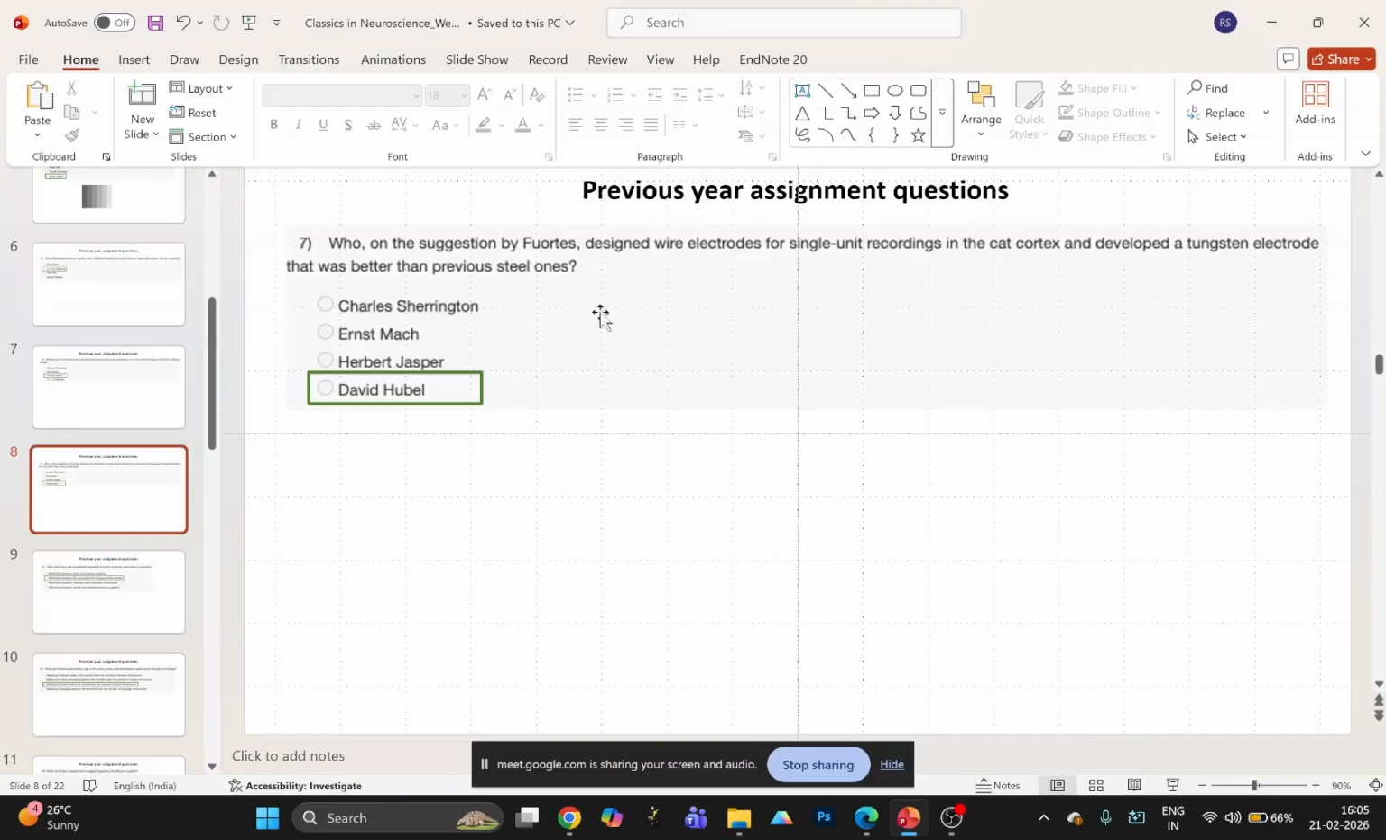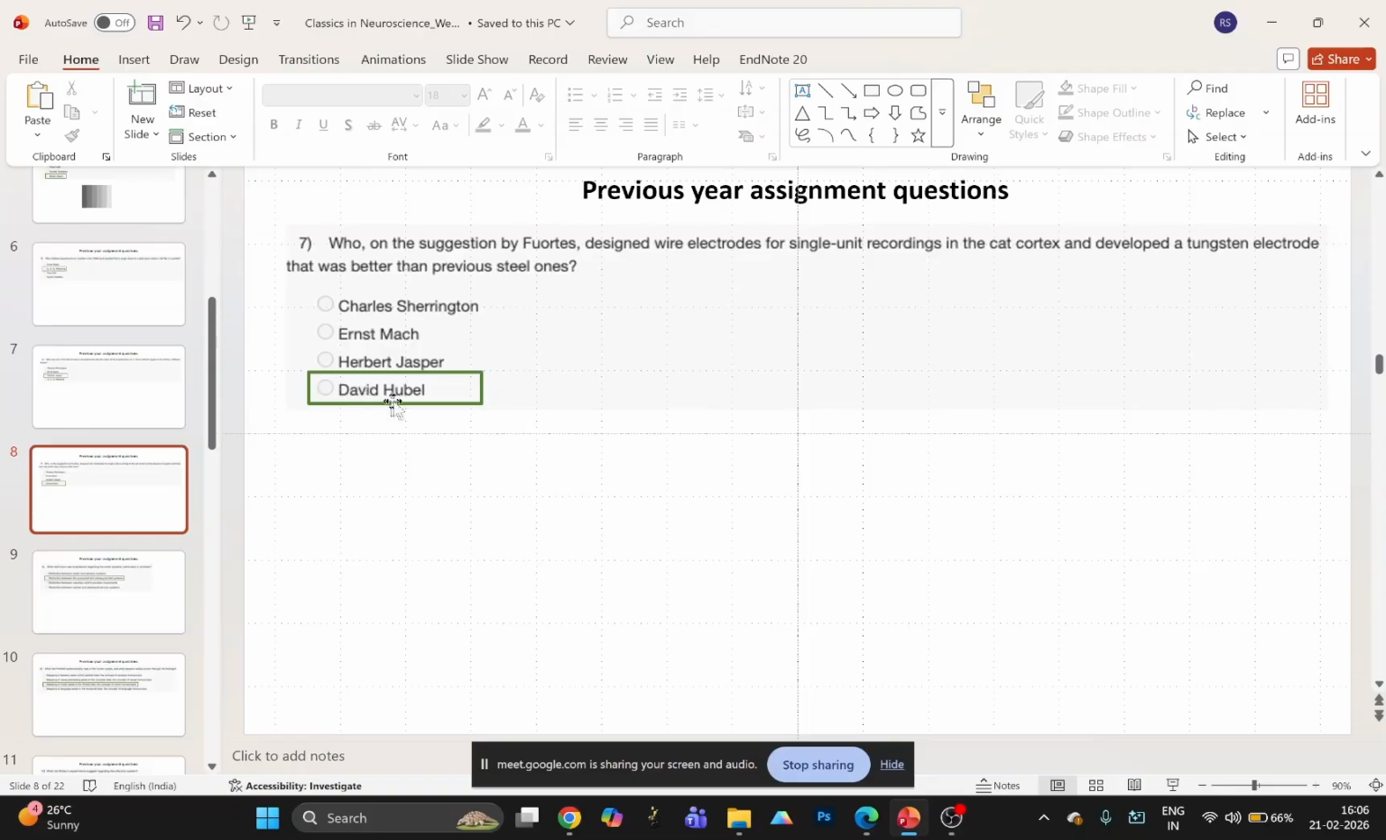So he designed these wire electrodes, because you need wire electrodes that can insert in the cell in the cortex, right? So he designed these wire electrodes for single unit recordings in the cat cortex, and he managed. Despite doing this for the first time, he managed to develop a tungsten electrode that was way better than the previous metal ones. And he used those electrodes, and he even came up with some other interesting things. So I'll tell you about that.